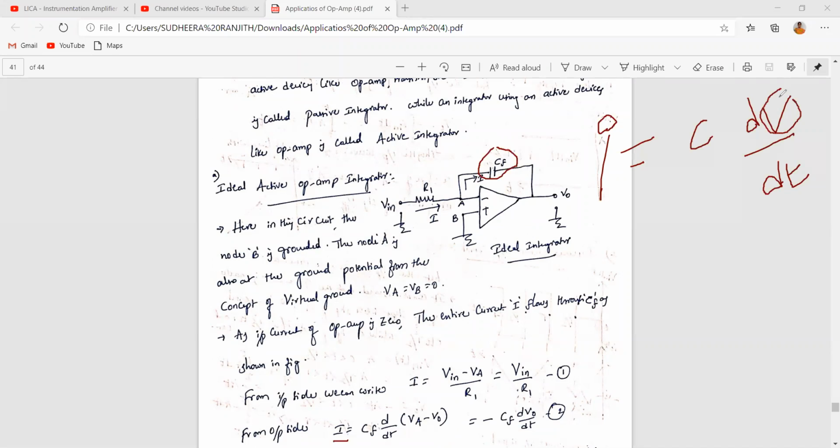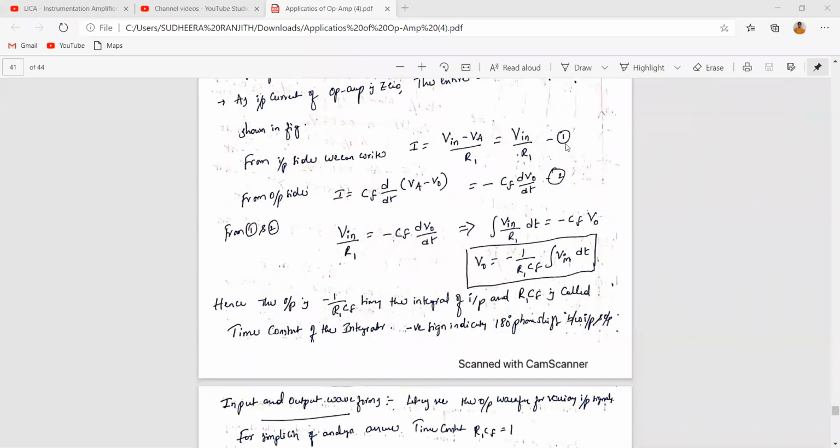Change in voltage, from where to where does the current flow? From VA to V0. So d by dt of VA minus V0. What is VA? 0. So what we get is minus V0, so minus CF into dV0 by dt. Is it clear up to this point? Second equation. Is it clear?